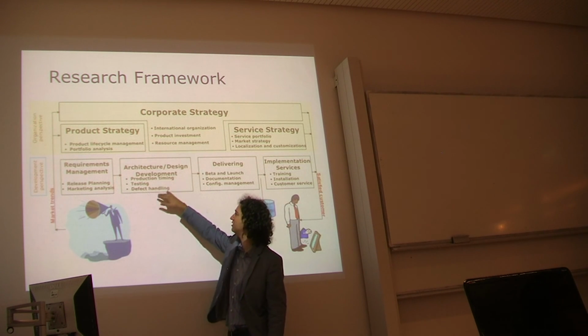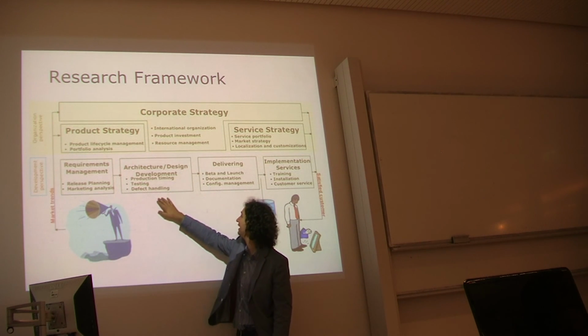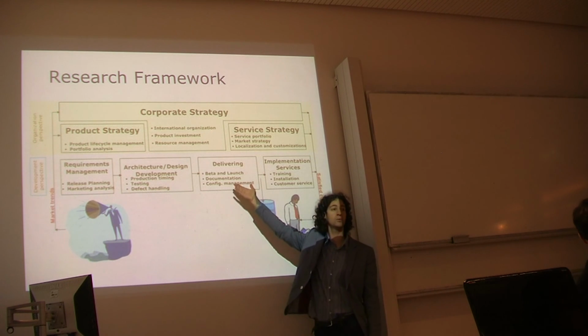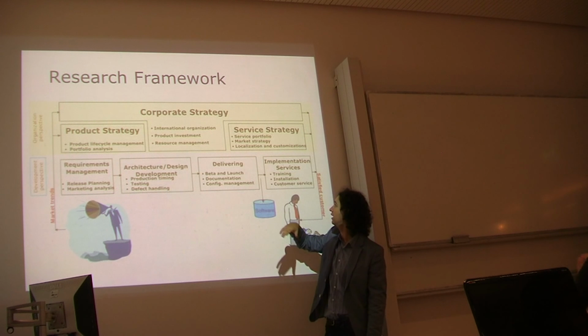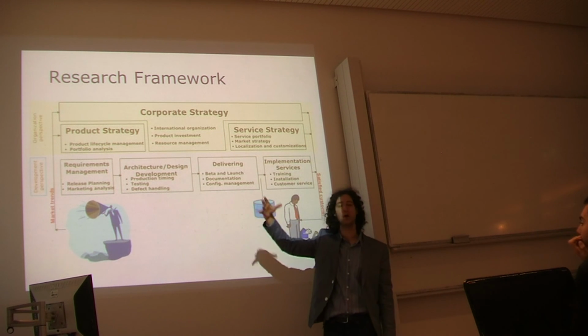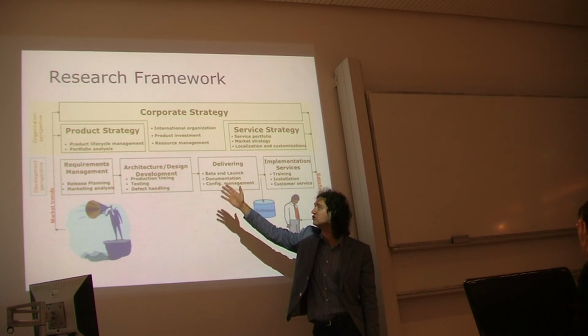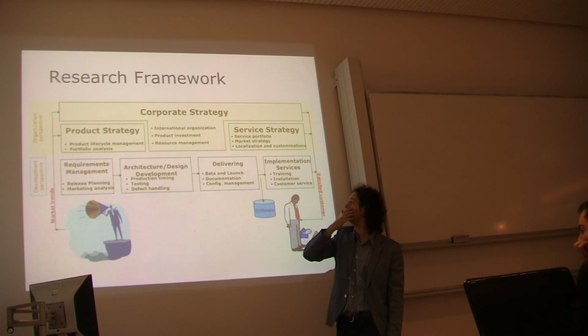Of course, well, for development you have testing, you have defect handling. For delivering, well, how do you plan it? Documentation, what about a beta version? So these are all very practical operational things. And then you can go a level higher, and then you come to corporate strategy, product strategy, and service strategy.